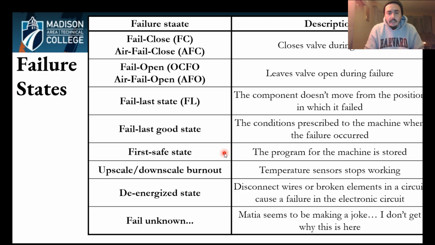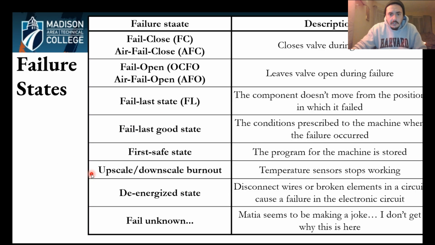Now, if you bring it up and it tries to restore all the windows that you were in, this is fail last good state. This basically tries to get you back to right before you hit failure. It brings up all your windows, anything you were doing, the 27 tabs you have open. This is called the fail last good state.